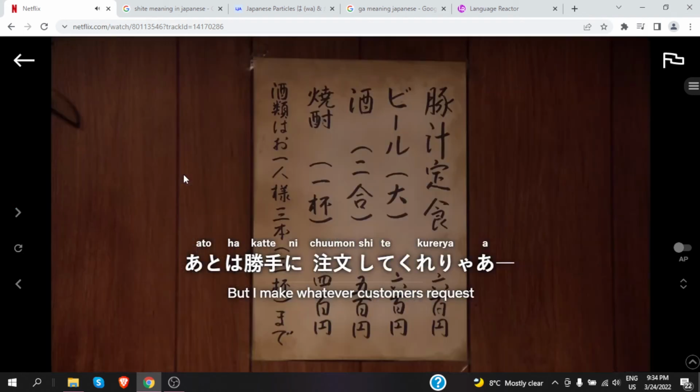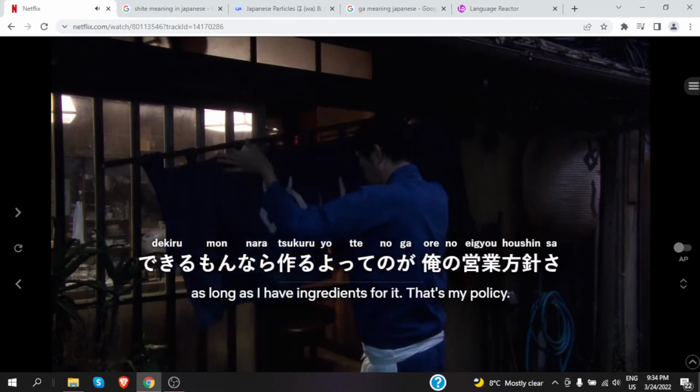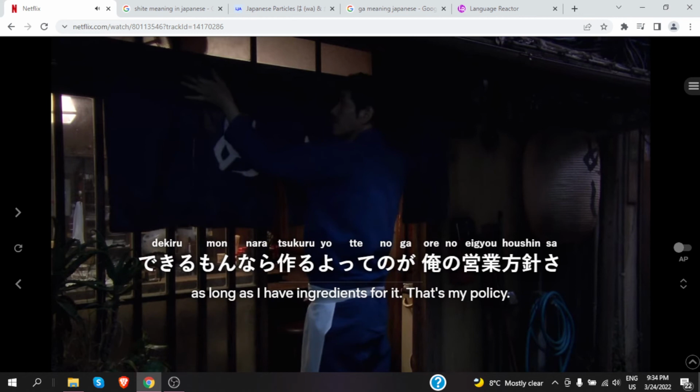あとは勝手に注文してくれりゃできるもんなら作るよってのが俺の営業方針さ。 Okay, there's a lot. Okay, this one's going to be the last one. So, dekiru. Dekiru, let me get a drink of water.